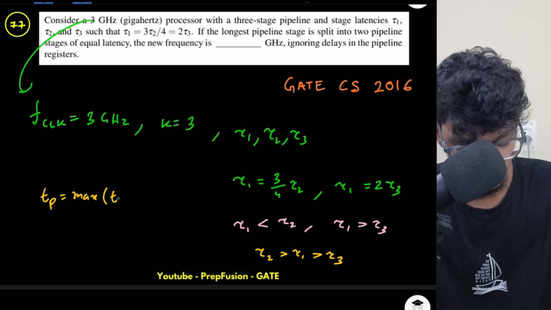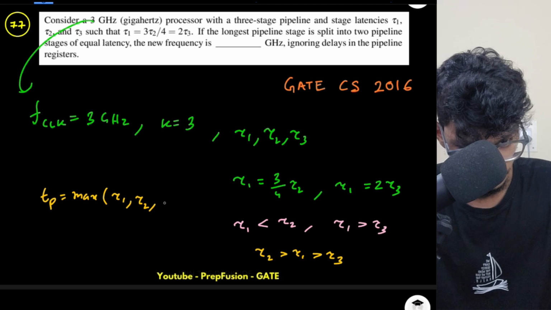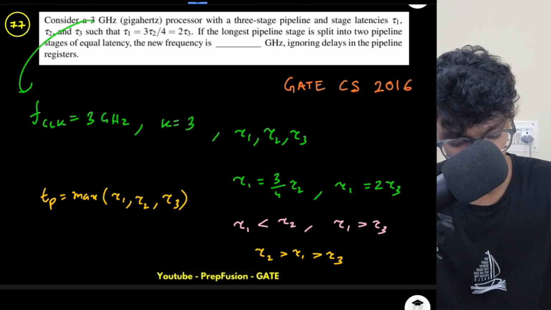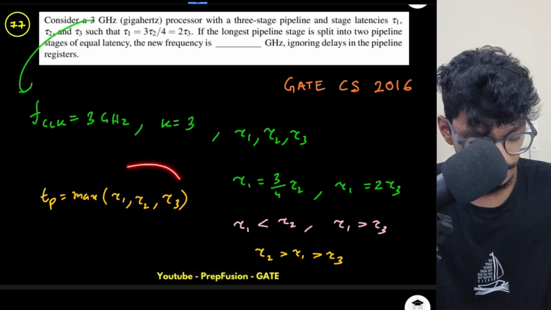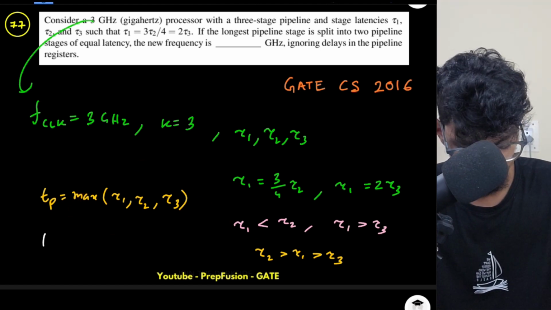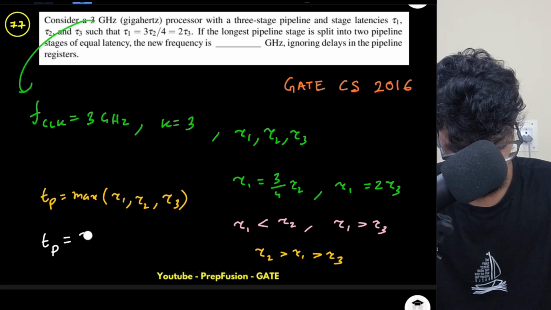So TP is the maximum of tau 1, tau 2 and tau 3. Now what is the larger of these three? The larger of these three is tau 2, right? Tau 2 is the highest. So obviously my TP will be tau 2 simply.